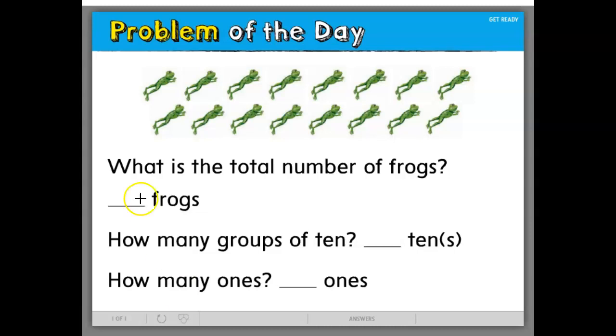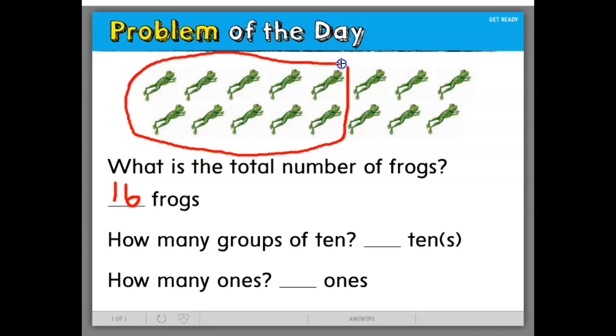So hopefully you figured out that there are 16 frogs. Then it says, how many groups of 10? I can either look at my number to figure out how many groups of 10, or I can make groups of 10 up here. I'm going to go ahead and circle a group of 10, so I'll count by twos. 2, 4, 6, 8, 10. So here's my group of 10.